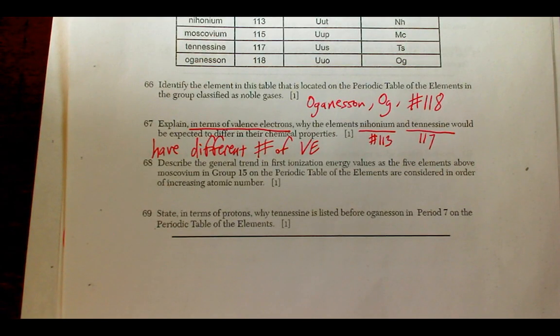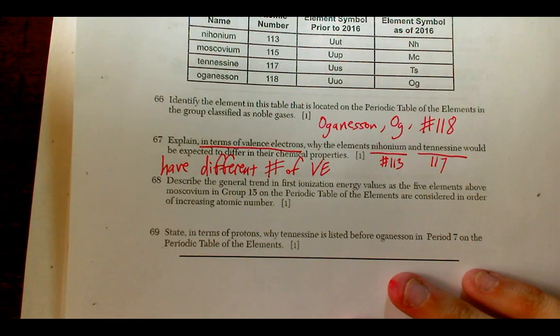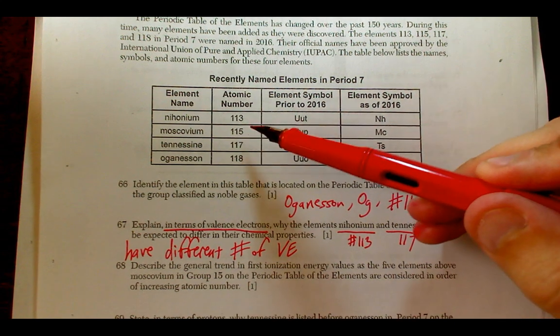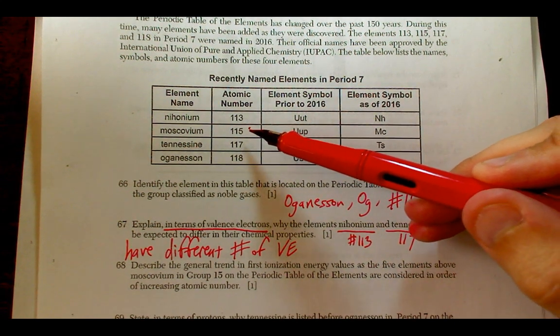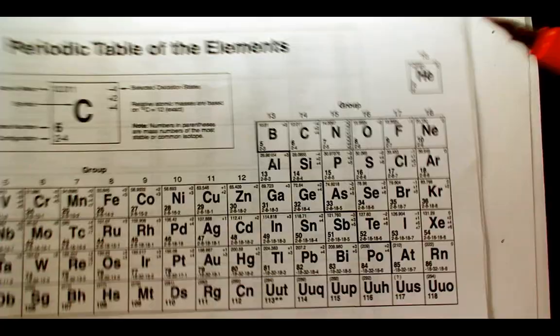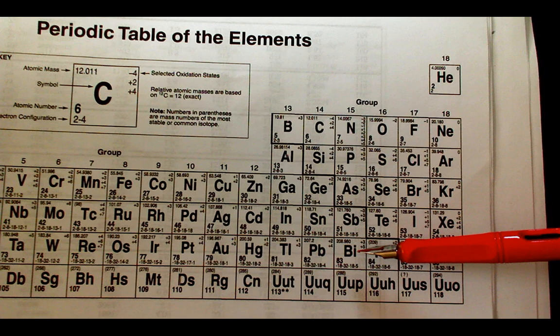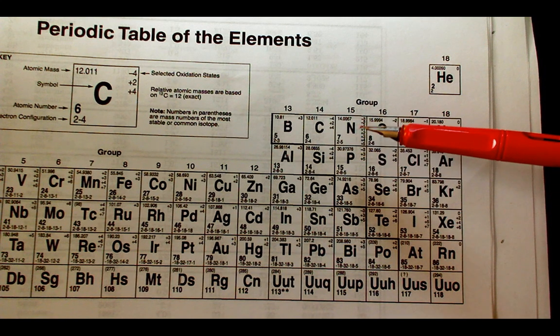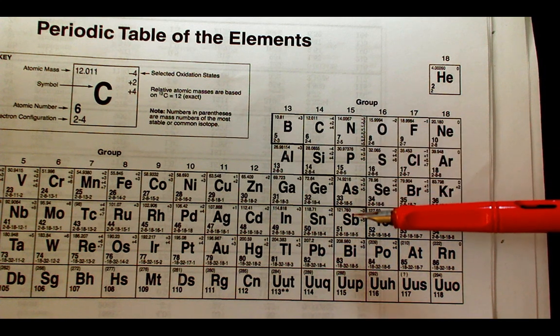Describe the general trend in ionization energy, first ionization energy, which is on the reference table, as the 5 elements above moscovium in group 15 are considered in order of increasing atomic number. So the 5 elements above moscovium in group 15. Moscovium is number 115. It's talking about the 5 elements above that in group 15. So the 5 elements above 115. We're looking at these 5 things right here: N, P, As, Sb, and Bi.